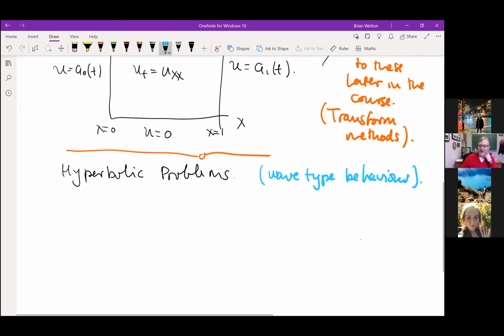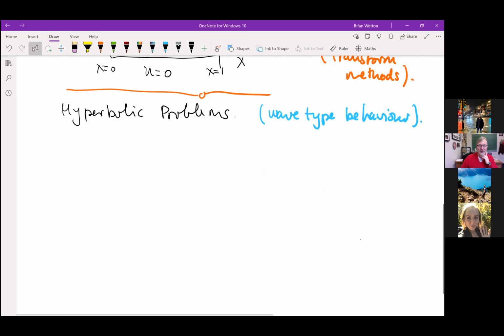Hyperbolic problems. We will get to the wave equation at some point, but we're going to start off with some more model problems, things that will lead us up to the wave equation. And so I'm going to have something that I'm going to call a wave equation, but it's a one-way wave equation.